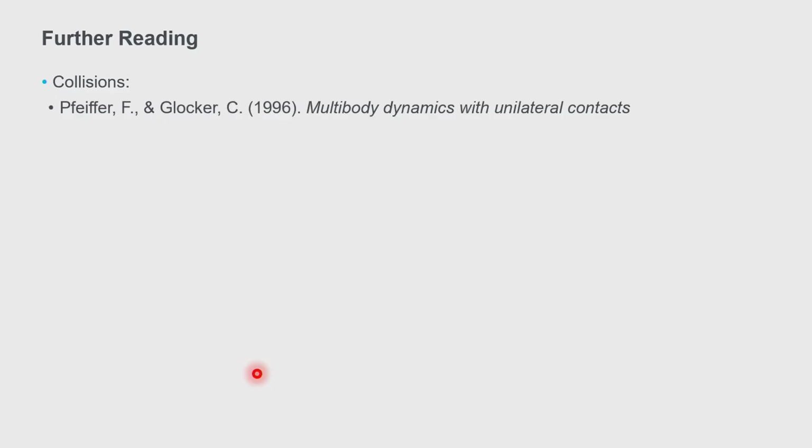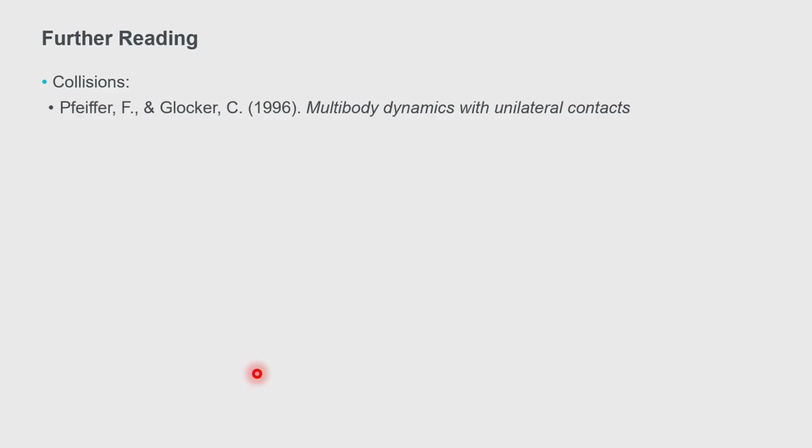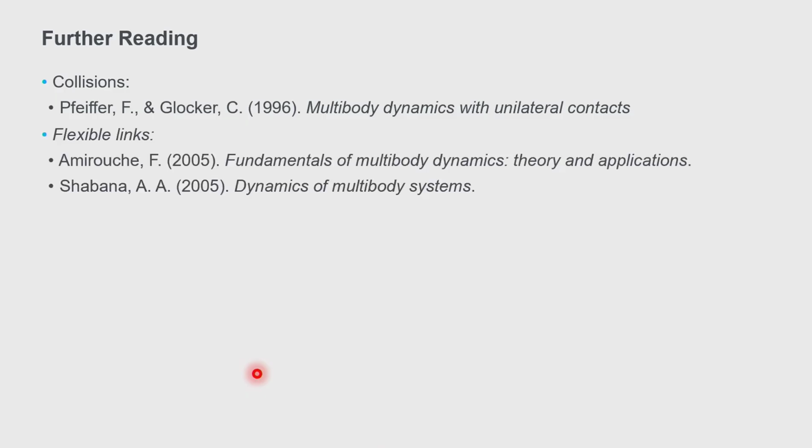There's a little bit of future reading. These collisions, Pfeiffer and Glocker, this is the closest in terms of notation to our course, if you want to read a bit more on the background. We didn't talk about flexible links. This is a rigid body dynamics class. So if you want to move into books that talk a little bit, not only, but include flexible links, these are two good choices.